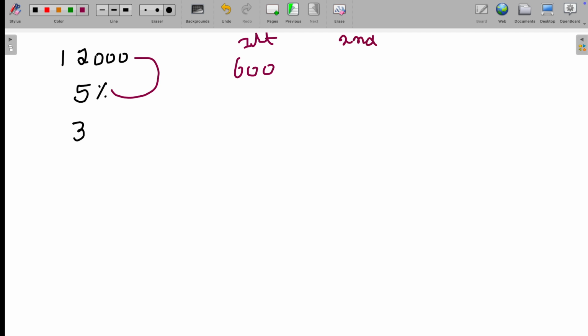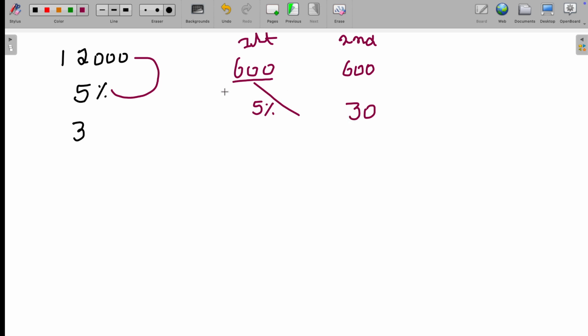Again calculate on principal, 5% of 12,000. Again 600 plus, because second year means previous year also I will get interest. Previous year how much I got interest? 600. For this also you will get 5%. How to calculate 5%? 10% is 60, half of that is 30. It is for 2 year answer. If the question is 2 year, 600 plus 600 plus 30 is the answer.